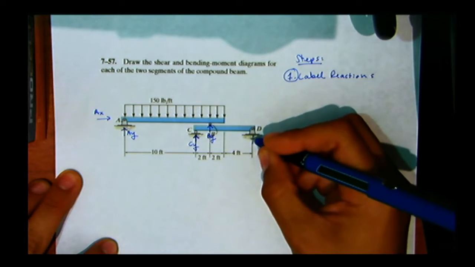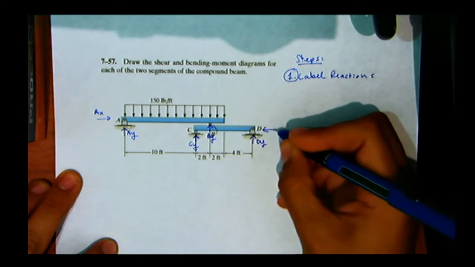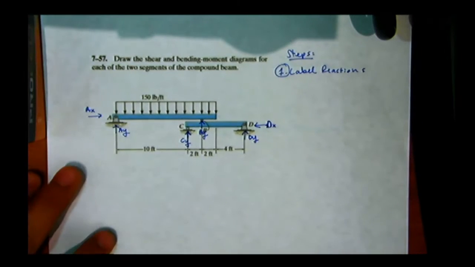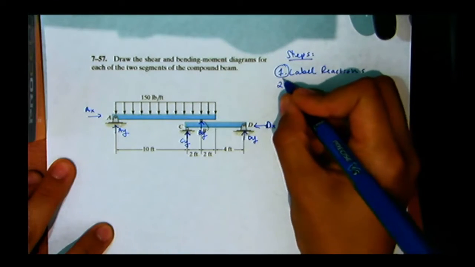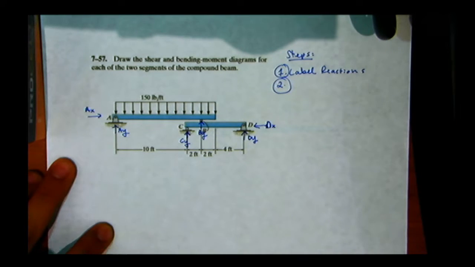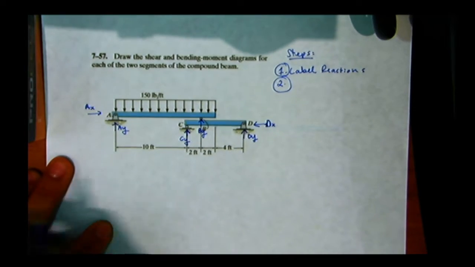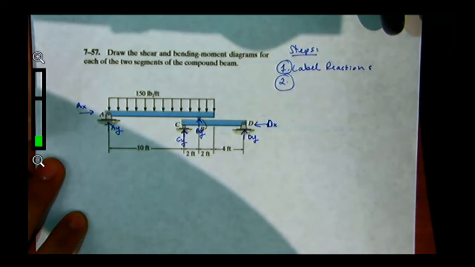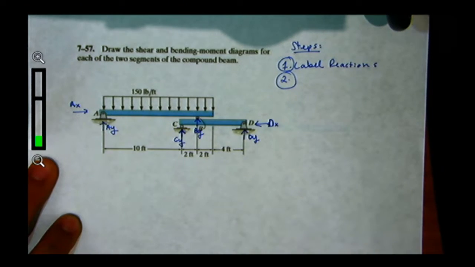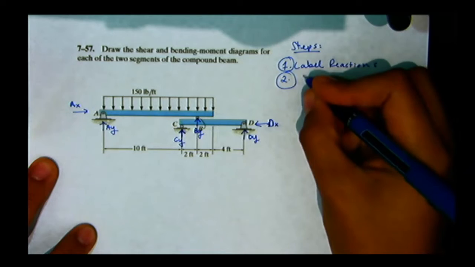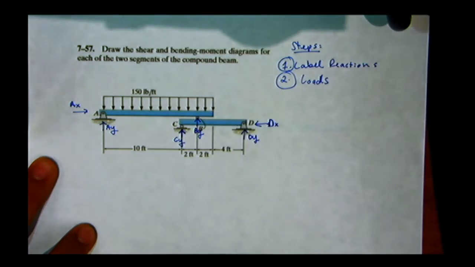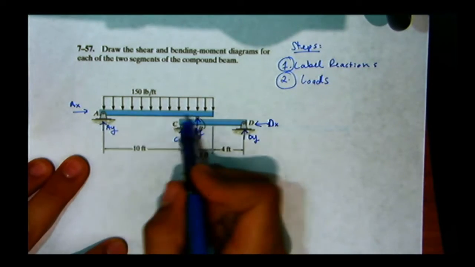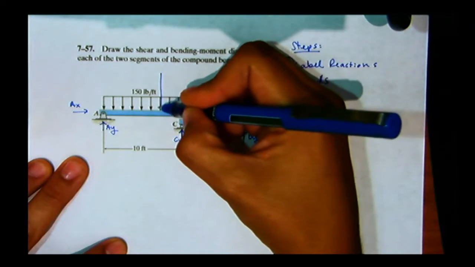Step 2 is loads, correct? Let me zoom in. Is that better? Yeah? Okay. Loads. So it looks like we only have one, correct? This big rectangle. 50 times 14 gives you 2100.